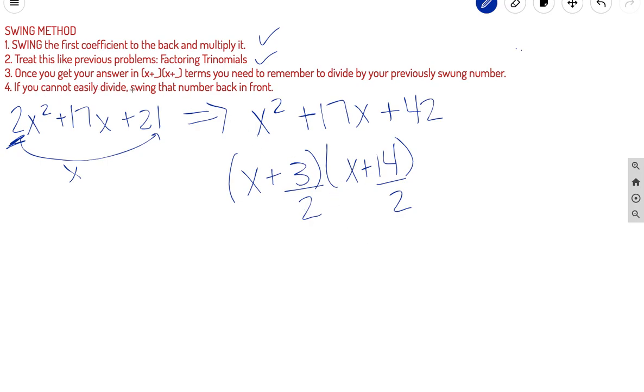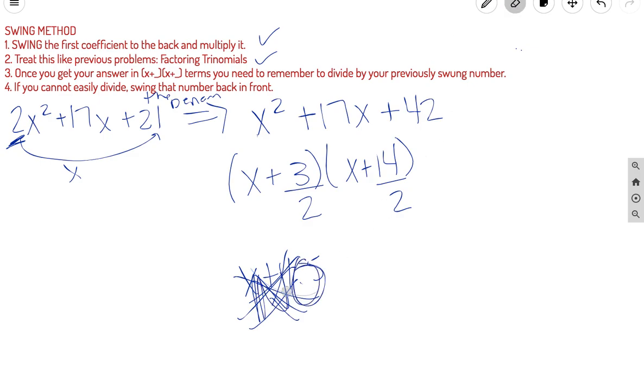If you cannot easily divide, swing the denominator. Okay, swing the denominator back into the front. So notice this problem, 3 halves, does not come out to be a nice easy number. We cannot write 1.5. That's not what I want, right? No, no, no.